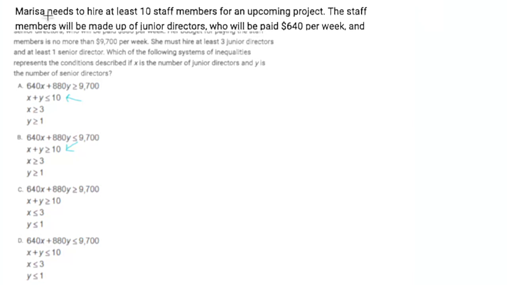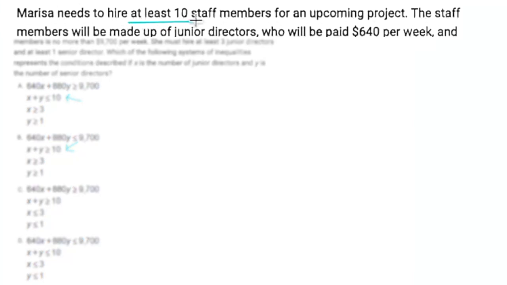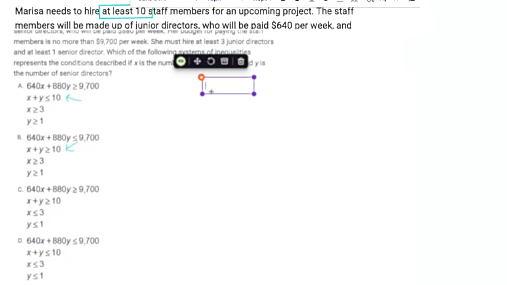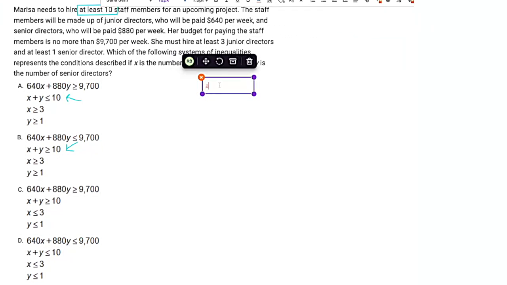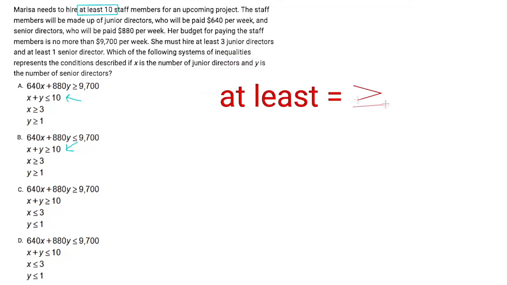So here it says Marissa needs to hire at least 10. So we know that it's going to be greater than or equal to. Again, let me just write that down for you. Good one to remember: at least is going to equal greater than or equal to. So for that reason, we can eliminate A, because it has the wrong one, and also D, because it has the wrong one.